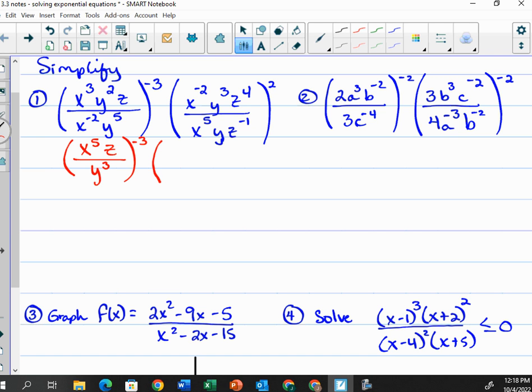I'm going to go over here and do the same thing. X's, how many and where are they? X to the 7th in the denominator. Yep, we're going to combine those. What about y's? Y squared on the top. Yep. And then z? Okay. So all of that squared.